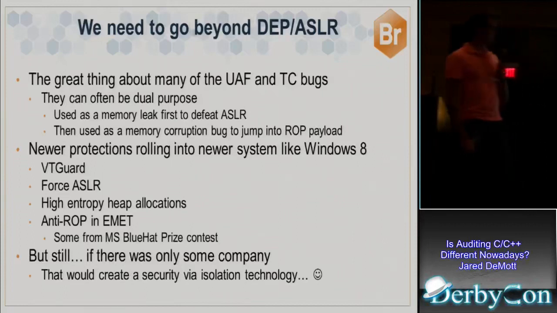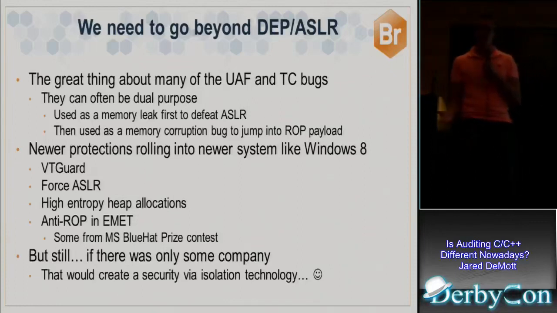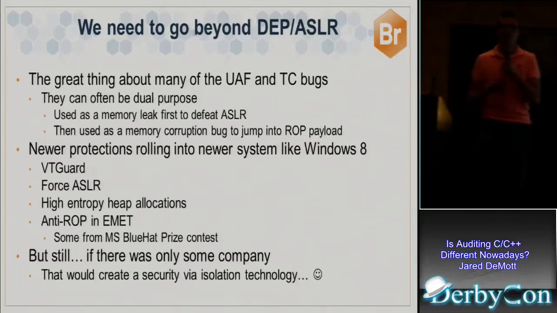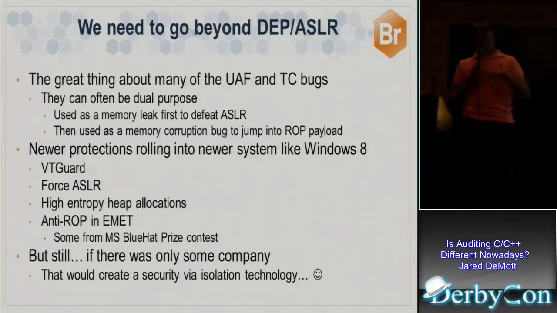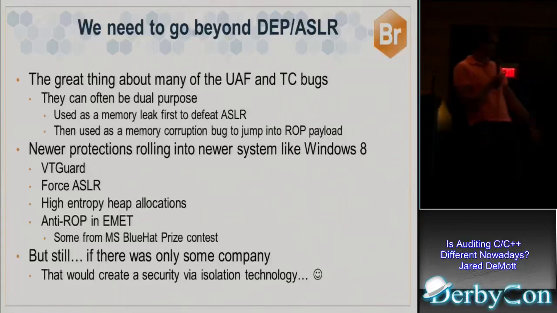All the kinds of modern day protections that we have out there that mark memory as non-executable and randomize the address of base DLLs and all that kind of stuff. Those are all good protections that make exploitation a lot harder, but the fact is exploitation is still taking place, okay? And in particular, Windows 8 has got even more new protections: VT-Guard, Force ASLR, high entropy heaps, anti-ROP that came from the whole Blue Hat Prize thing.